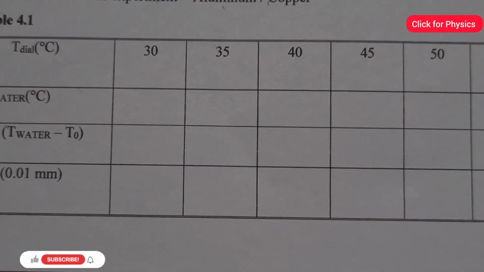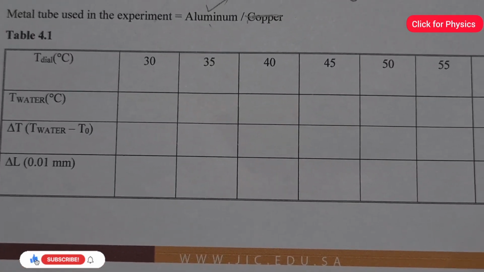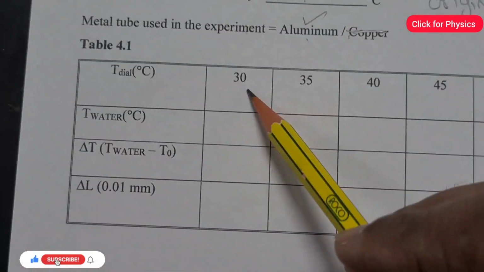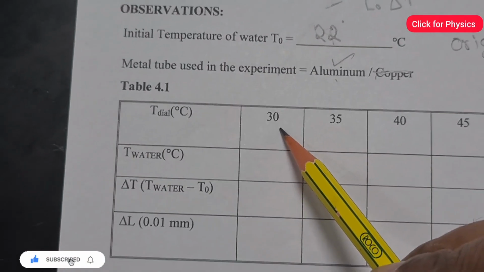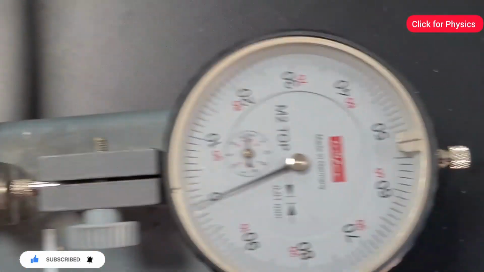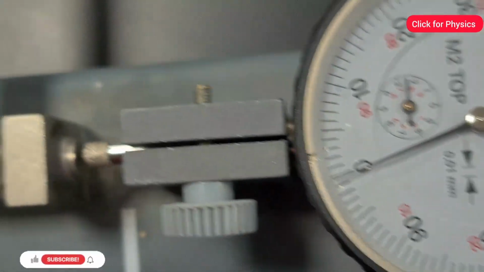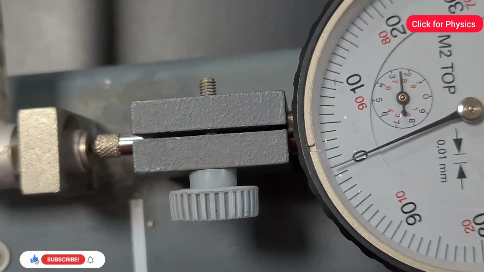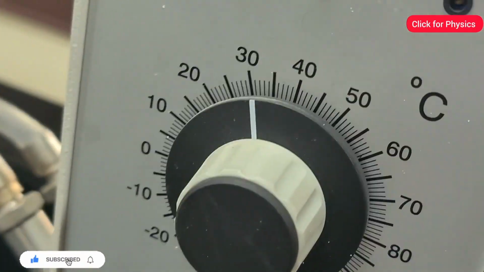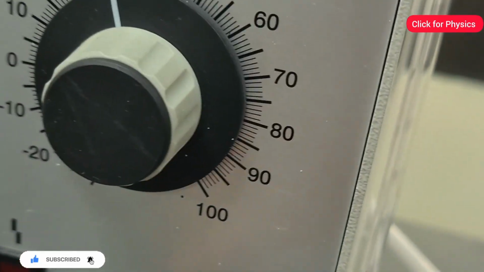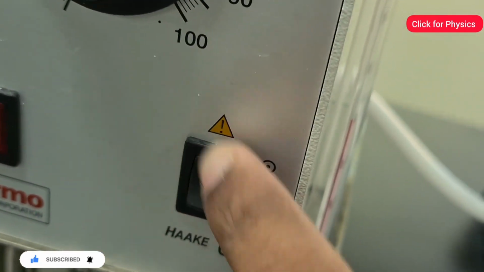Now we have to take the data for this data table. First of all, we have to set this temperature in the temperature controller, and before that we will check the dilatometer. I think it is exactly at 0, right? So again I will set it to 0. Now I am going to set 30 degree and turn it on.